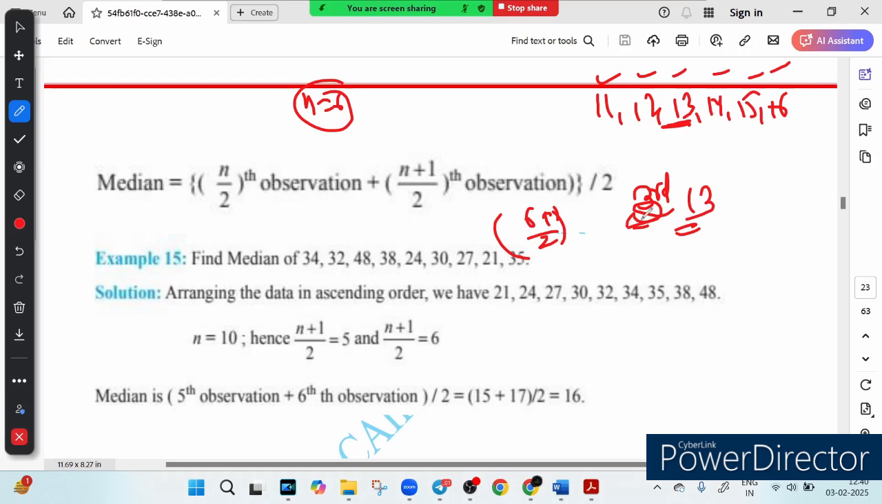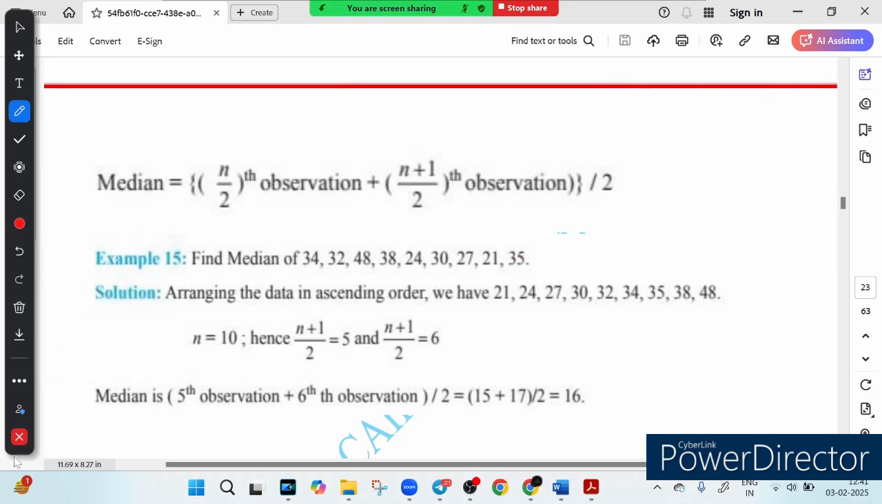So basically what you have to do is find the mean between these two. So 13 plus 14 divided by 2, which will be 13.5 in this case. So let us take two examples here to make these two formulas clear.